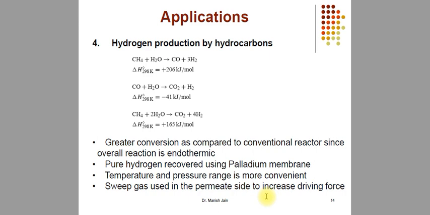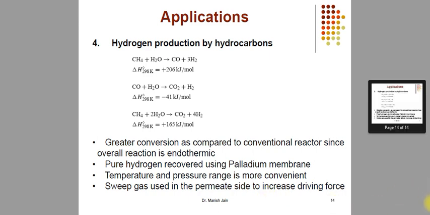So how do you make a driving force for transferring the hydrogen from the feed side to the permeate side across the membrane? You have to produce some type of driving force. That can be produced by a sweep gas, or by applying a vacuum. So these are the different examples of the application of membranes in reactors.